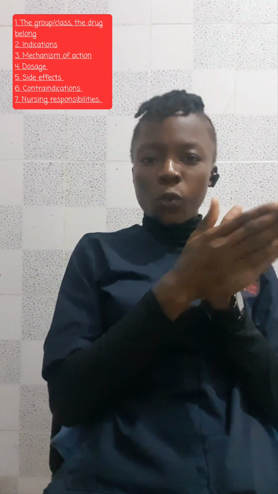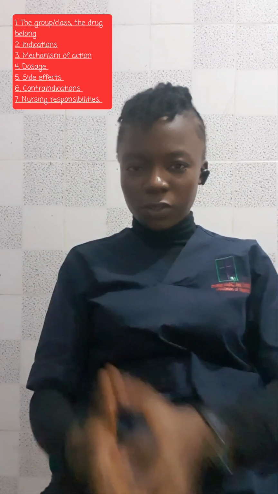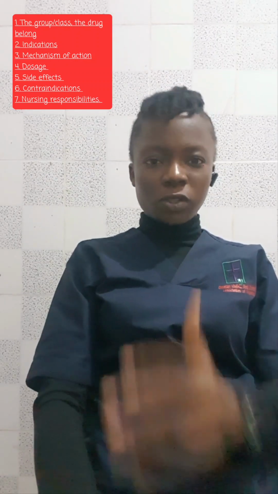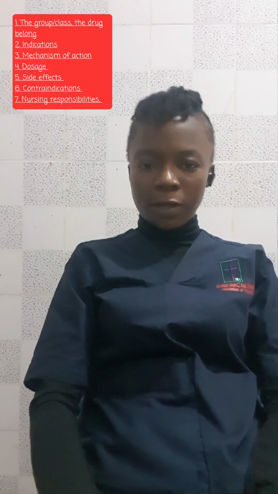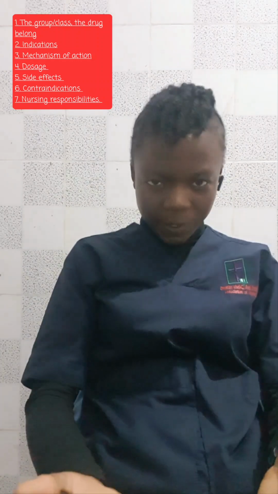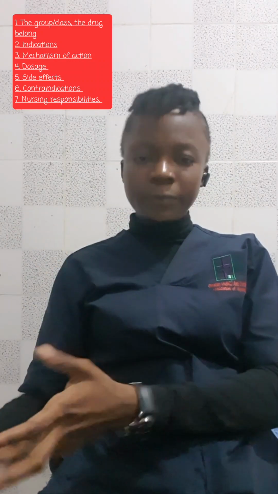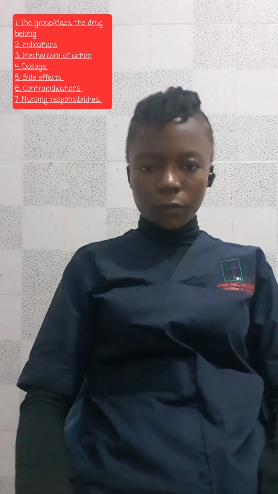So after knowing that particular group, then you need to know what the indication is. Indication is more or less like, what's the use of that drug? What's the drug used for? What's the indication? And then you start talking about, for example, the indication of paracetamol: to relieve pain, to relieve fever, things like that.